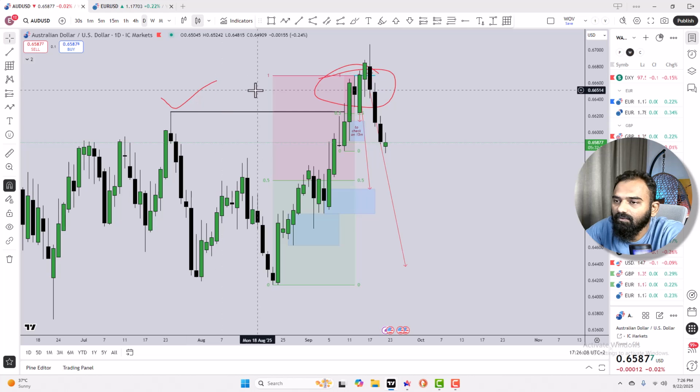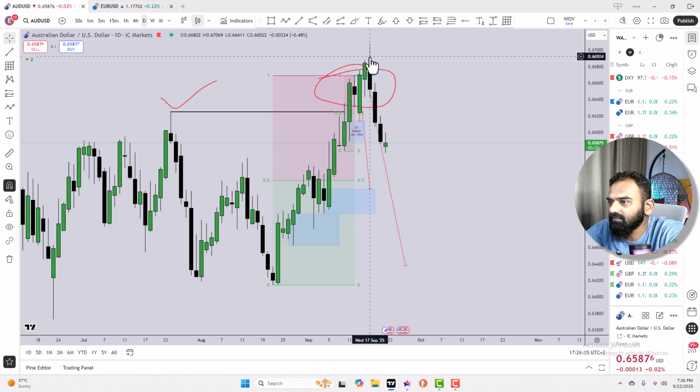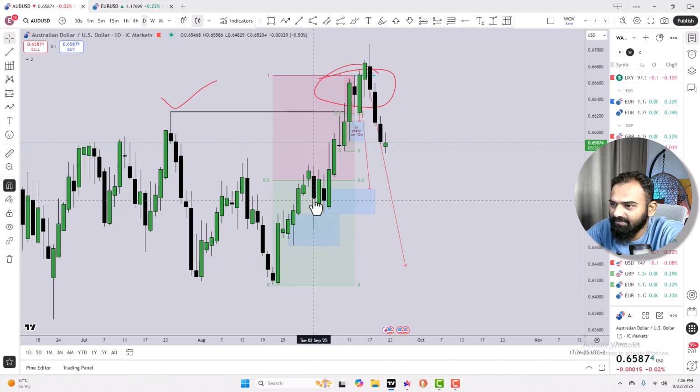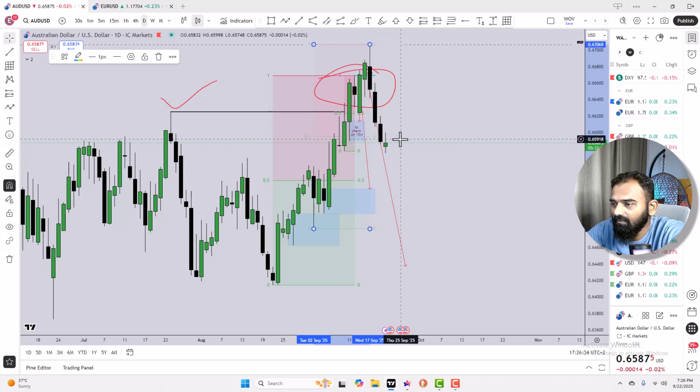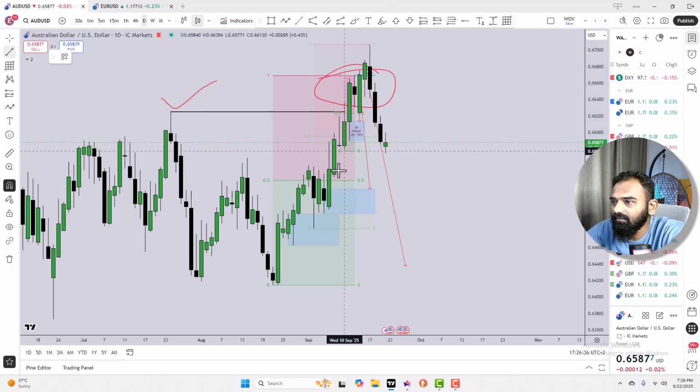Now Australian dollar has taken out this liquidity last week. Then the closing of the last week was pretty aggressive towards downside. The dealing range, if dealing range is being taken from here to here, it has already taken out this liquidity which is in discount.